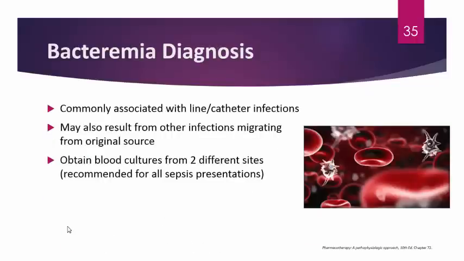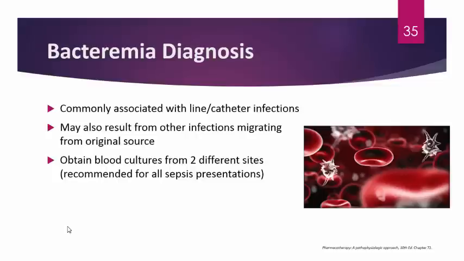In terms of bacteremia, bacteremia essentially is blood that has some kind of microbial pathogen or bacteria. Bacteremia is commonly associated with a line infection or a catheter-related infection. And it may also result from other infections migrating from their original source. So you may have a urinary tract infection that eventually develops into a bacteremia, depending on how deep down the line that urinary tract infection is.